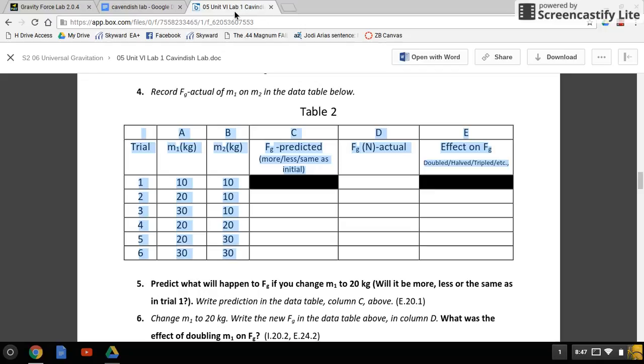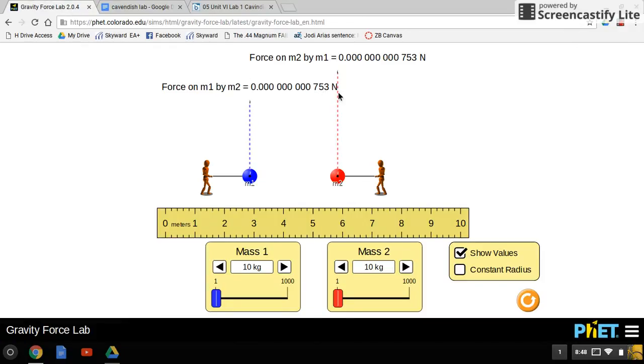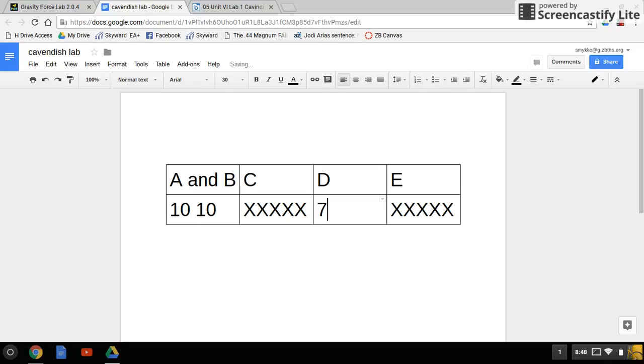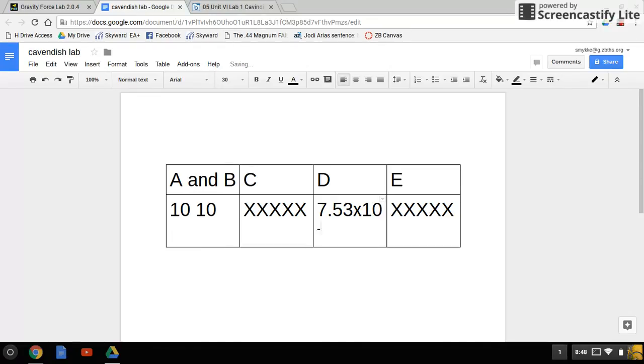Okay, so first one was 10 and 10. This thing was blacked out. This thing was blacked out. So this one should have, according to our lab, 7.53 times 10. Mine, yours will be a little bit different, and that's okay. And then you need to go here, format, superscript, the minus 10. Okay?